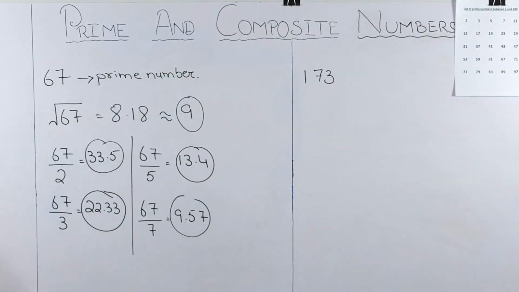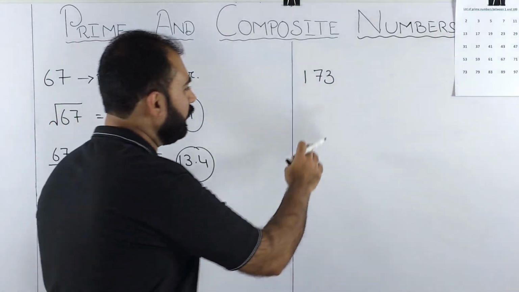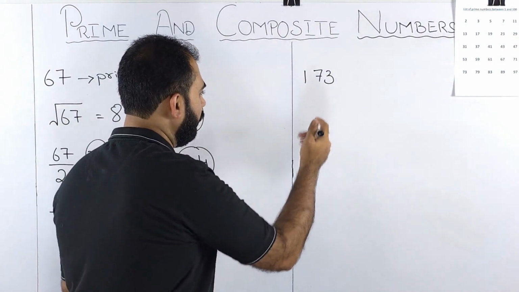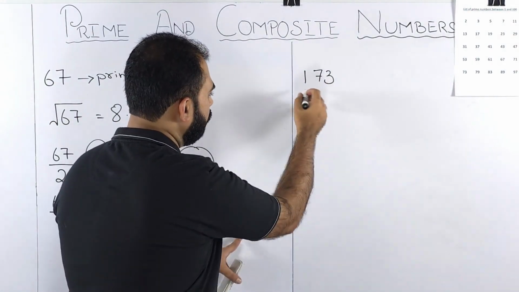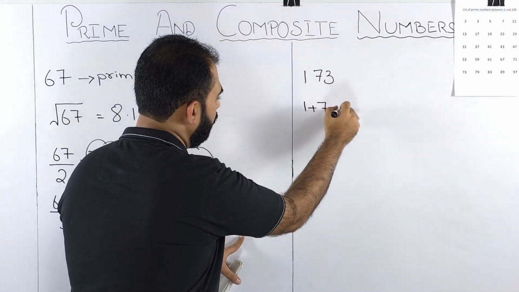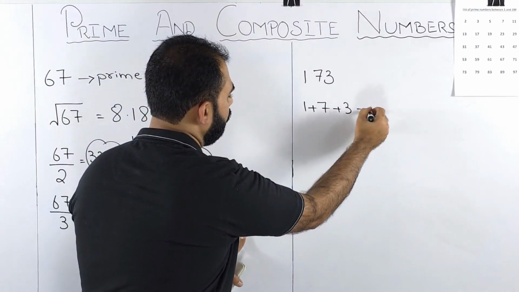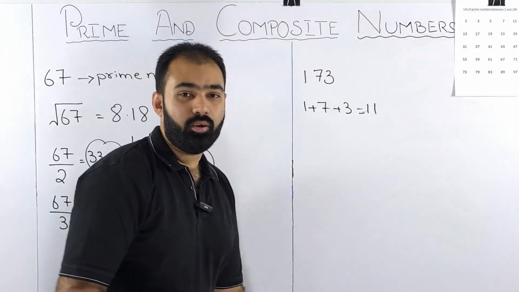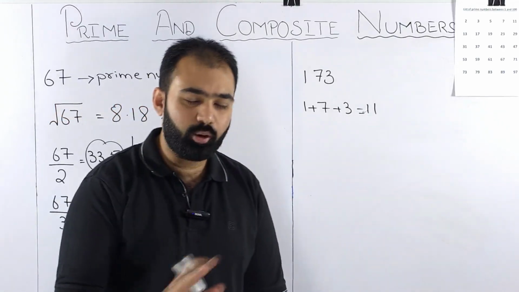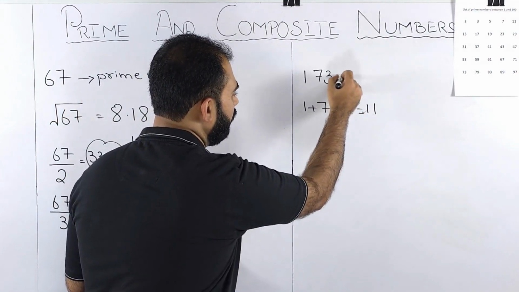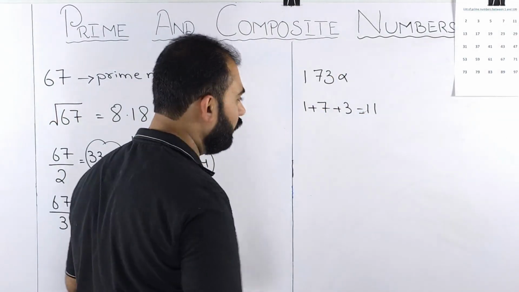Let's take 173 and apply the divisibility test of 2. लास्ट में 3 है, divisibility test of 2 फेल हो गया. Now let's add the digits together. 1 plus 7 plus 3 gives us 1 plus 7 is 8, 9, 10, 11. 11 is not divisible by 3. It is not completely divisible by 3. So if 11 is not completely divisible by 3, 173 is also not completely divisible by 3.